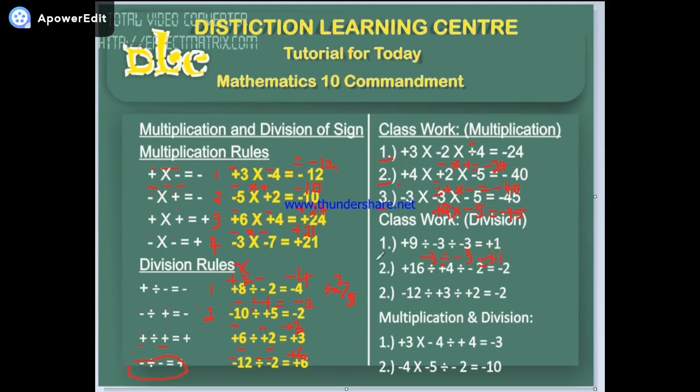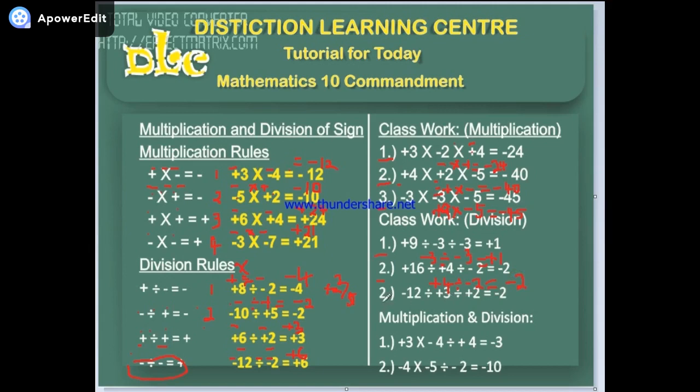The next question, question 2, we have plus 16 divided by plus 4. Plus divided by plus will give us plus, and 16 divided by 4 will give us 4. And plus 4 divided by minus 2: plus divided by minus is minus, and 4 divided by 2 will give us 2. So that one has been solved.